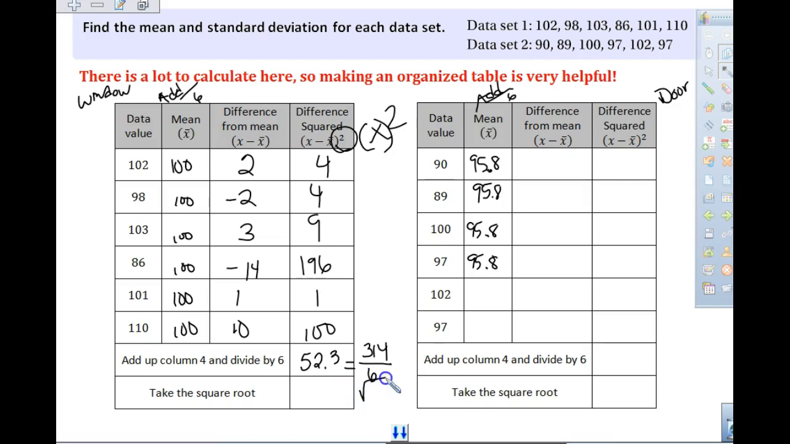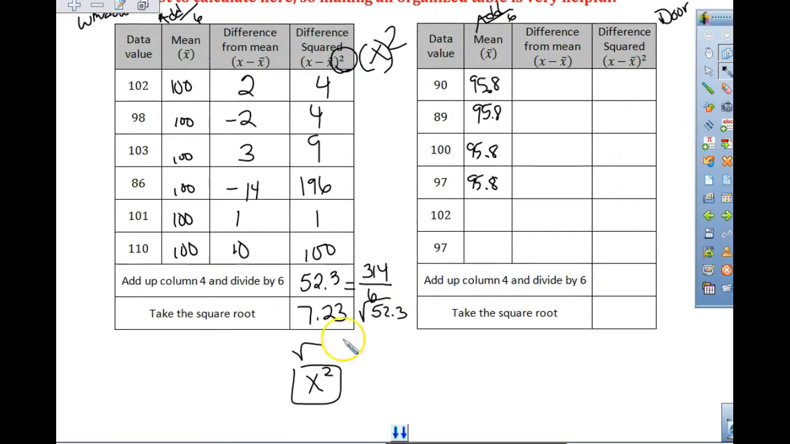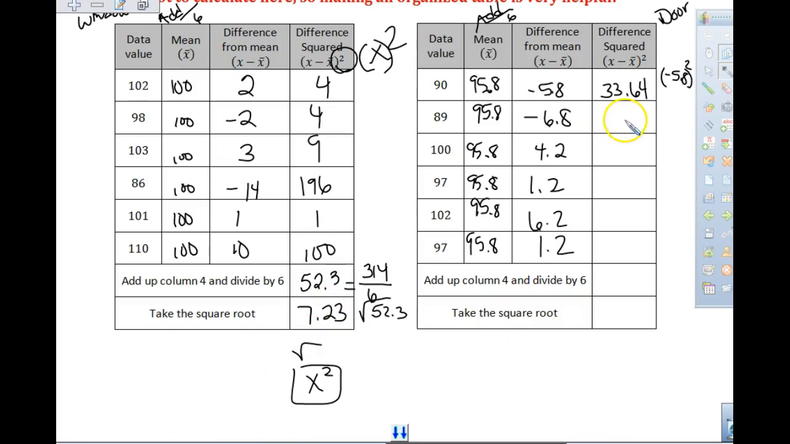Square root of 52.3. So, square root, you might have to go above the x squared. Okay? So for a lot of you, the button above the x squared is your square root. You should get 7.23. Okay? You take the square root. You're trying to find the number times itself that gives you 52.3. So how do we square root 52.3?